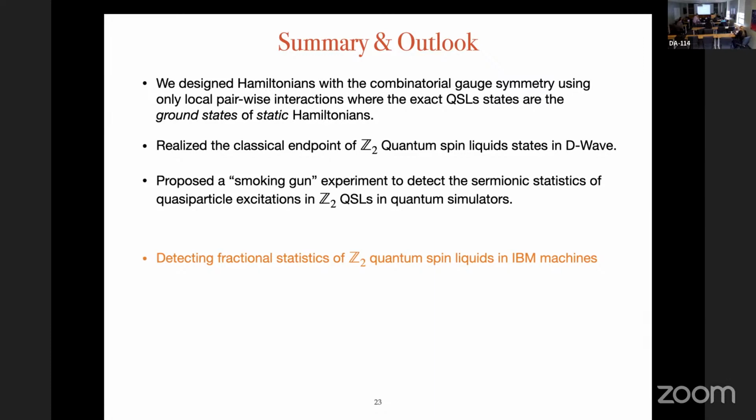Thanks for the very nice talk. Any questions here? How about the Rydberg atom machine from QuEra? Yes, everyone asked this question.